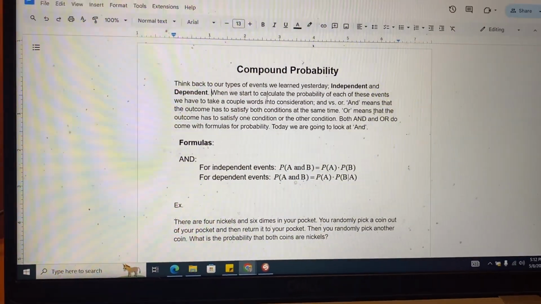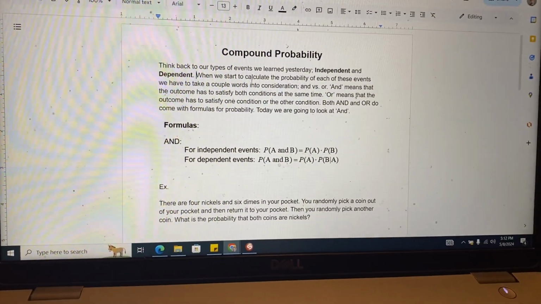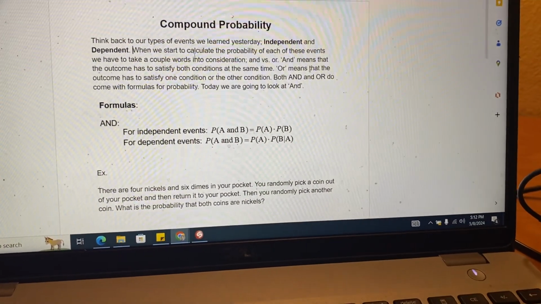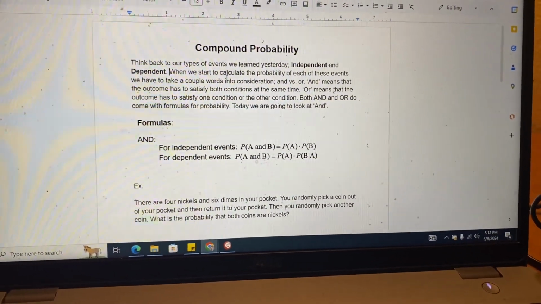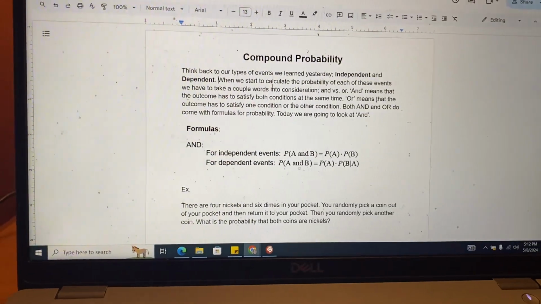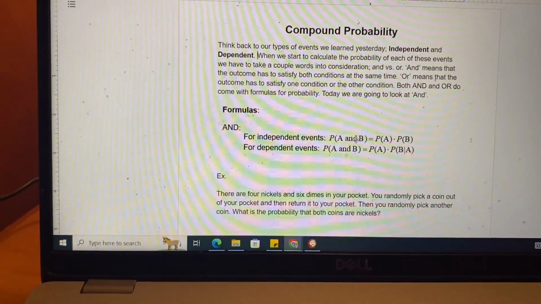So we're going to take a look at this. We're going to kind of put these together. We're going to talk about why it is what it is. The formulas here are kind of weird.